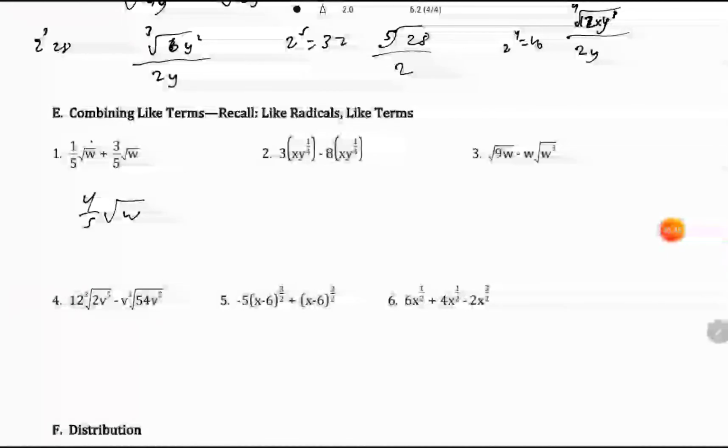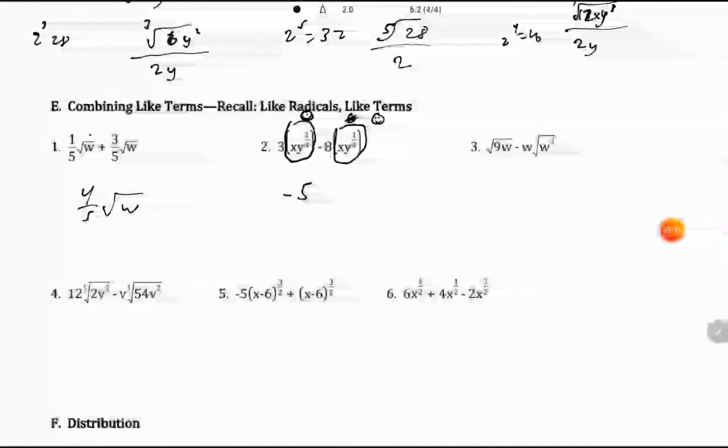So, for example, we have a bunch of this junk here. And I'm just going to call it smiley face. 3 smiley faces minus 8 smiley faces is -5 smiley faces. Which smiley face equals xy to the 4th. Okay.